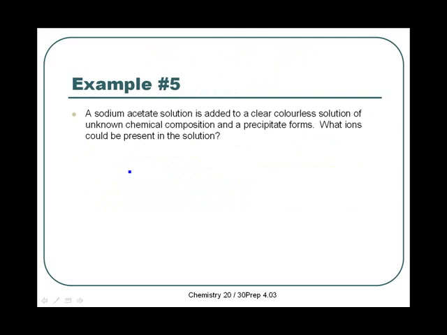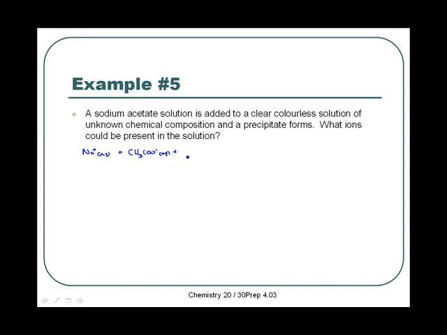So if we have a clear colorless solution, and we're going to add sodium acetate. When we do, a precipitate forms. What ions could be present in that solution? So here's the idea. We're going to take sodium acetate. Now sodium acetate would be Na+ ions when it's in solution, plus acetate ions, which would be CH3COO-.